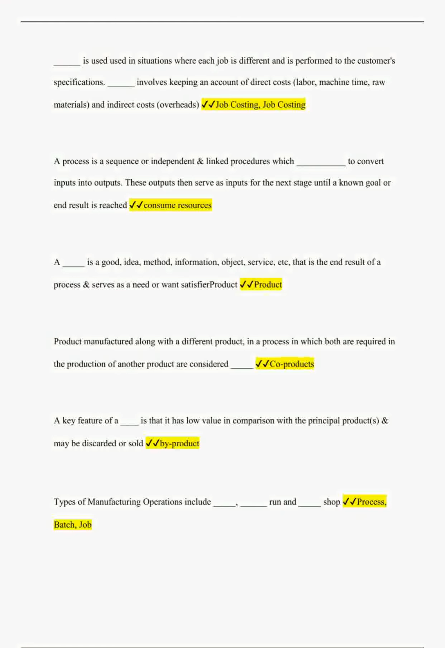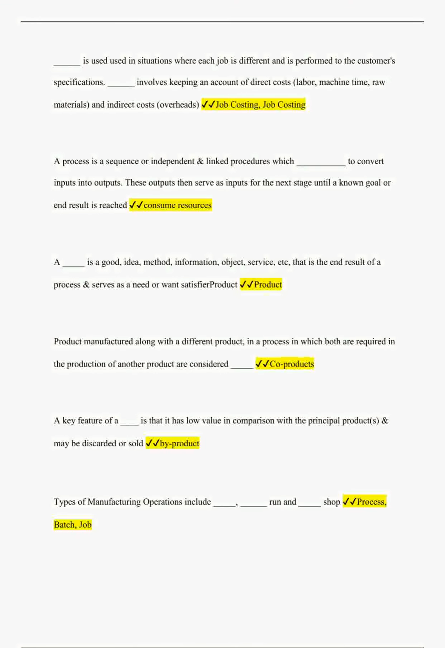Is a good idea, method, information, object, service, etc. that is the end result of a process and serves as a need or want satisfier. Product. Product manufactured along with a different product in a process in which both are required in the production of another product are considered co-products. A key feature of a byproduct is that it has low value in comparison with the principal product and may be discarded or sold.